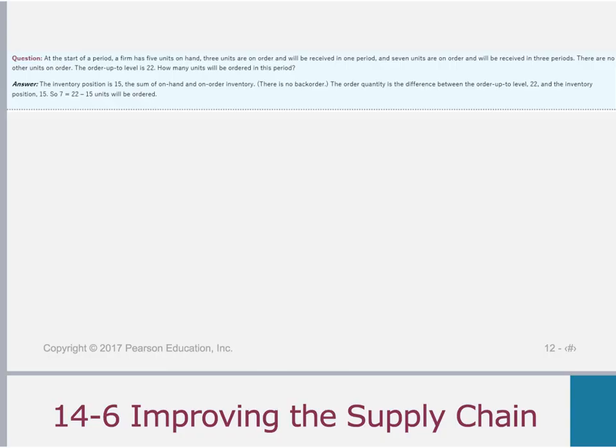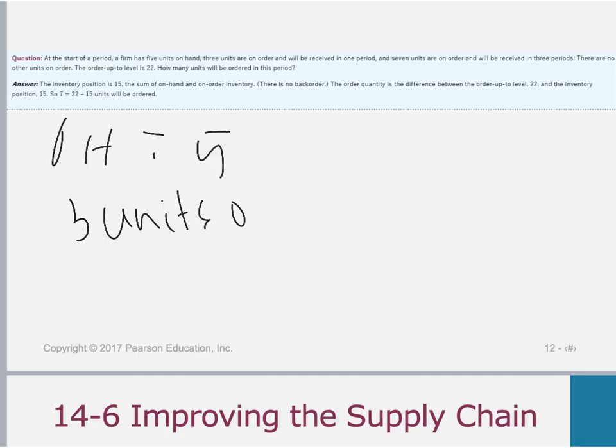So let me just read it to you here. At the start of a period, a firm has 5 units on hand, and 3 units on order, which will be received in 1 period. And then 7 units on order, which will be received in 3 periods. The order up to level is 22 units, so they want to know how much inventory they should order.